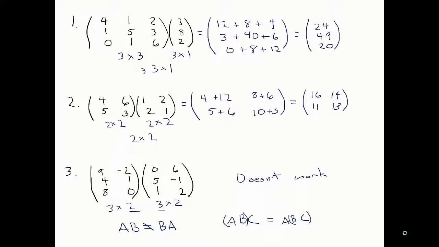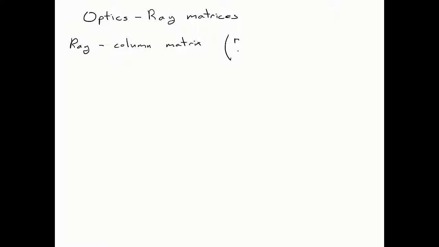Okay, now that we know some matrix basics, let's go back and look at optics again. And what we're working with we call ray matrices. I like to talk about this example because I did my PhD working in a laser lab, so I always enjoy doing applications to optics. Okay, so remember I said that we can represent a ray as a column matrix, where the first number represents the position and the second number represents the slope of that ray.